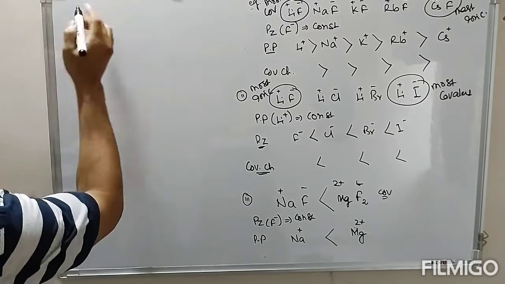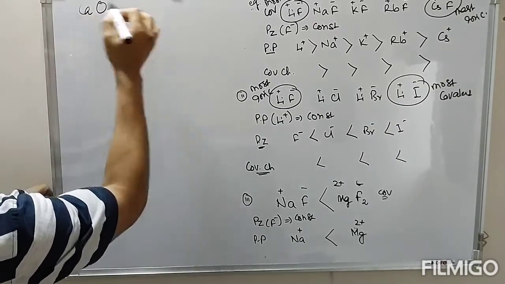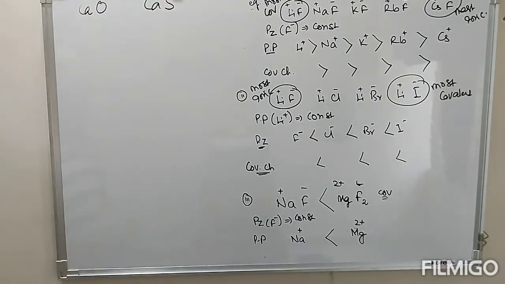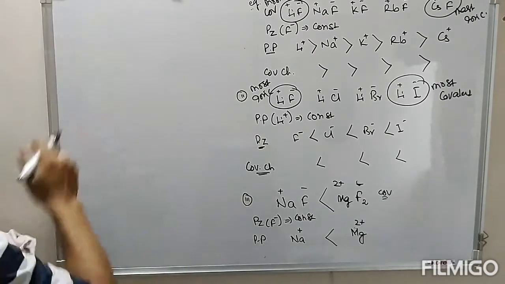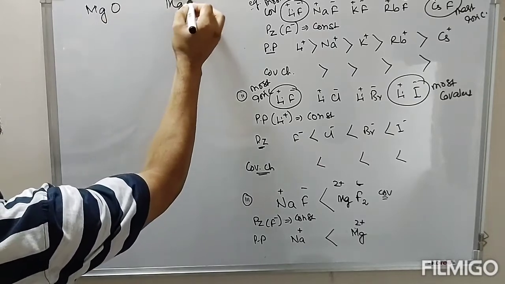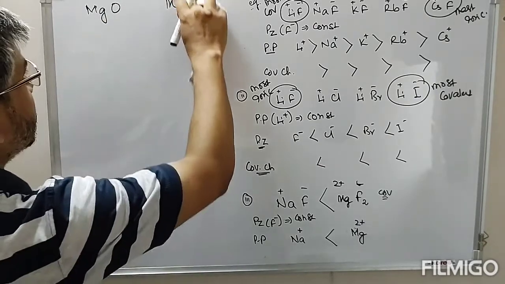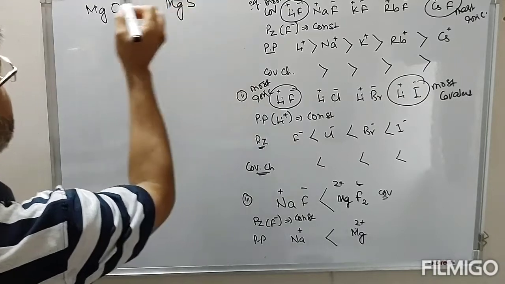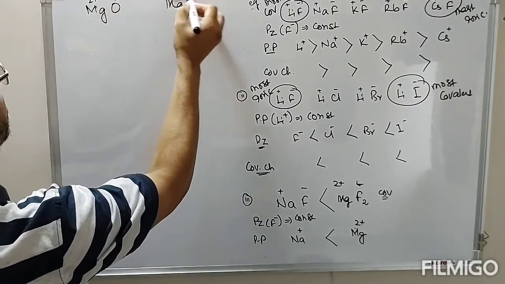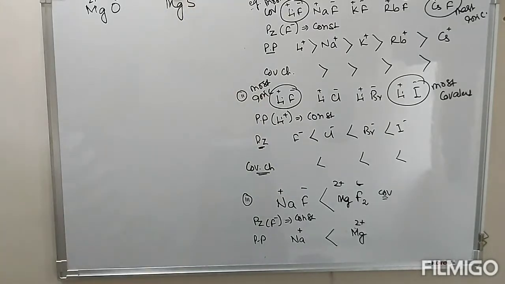Take this, we have calcium oxide, and suppose this is calcium sulfide. Here we can test magnesium oxide and magnesium sulfide also. Take this magnesium oxide and magnesium sulfide. So magnesium plus 2, oxide minus 2, magnesium plus 2, sulfide minus 2.